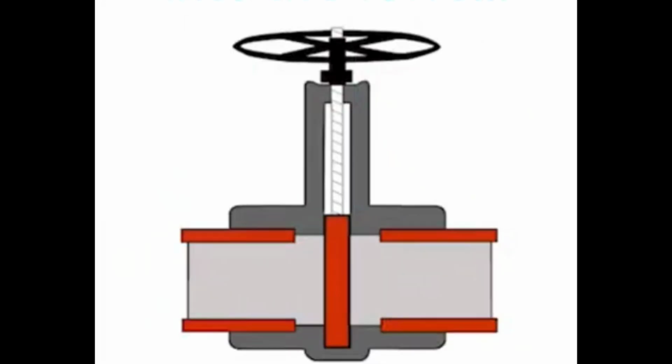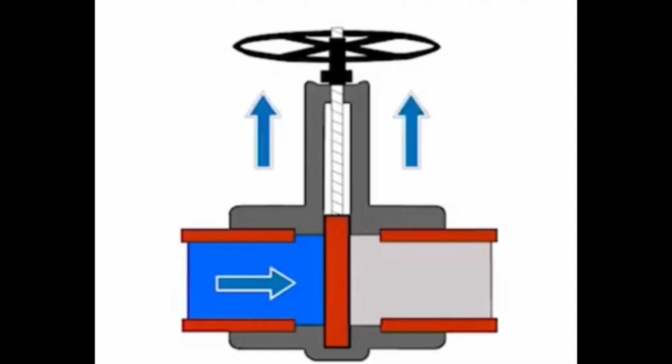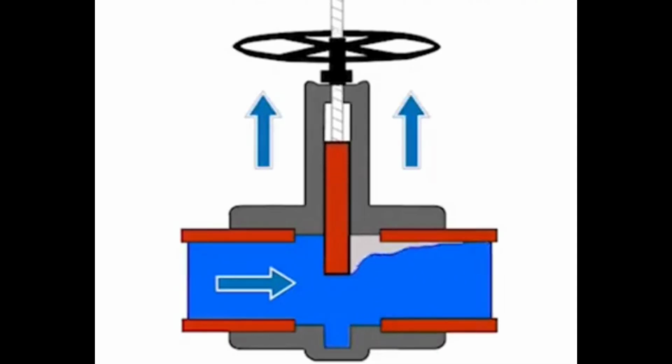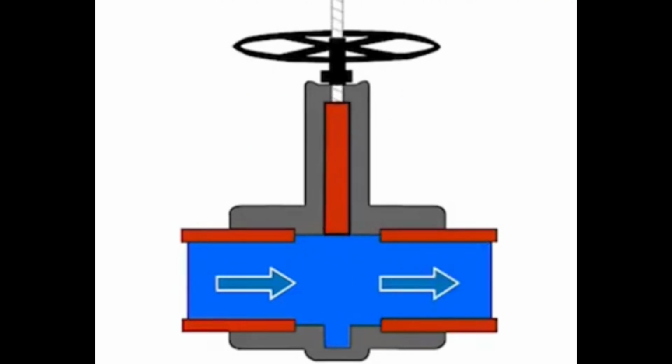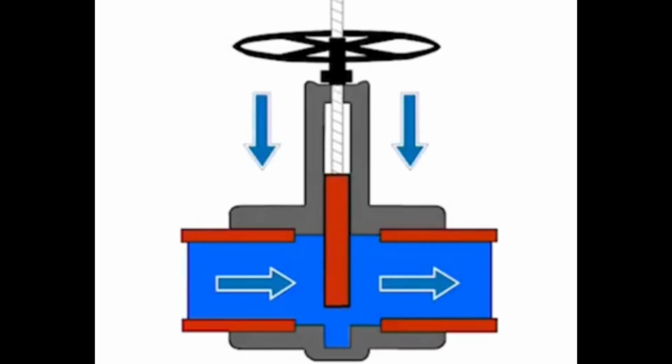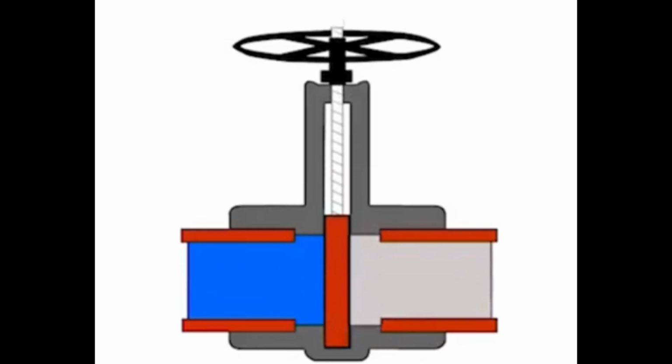Sluice valve consists of gate inside the valve body which moves up and down to control the flow. When the hand wheel or the actuator is turned, the threaded system moves the gate. In the open position, the gate is fully lifted and allows the flow of fluid. In closed position, the gate fully blocks the flow of fluid.